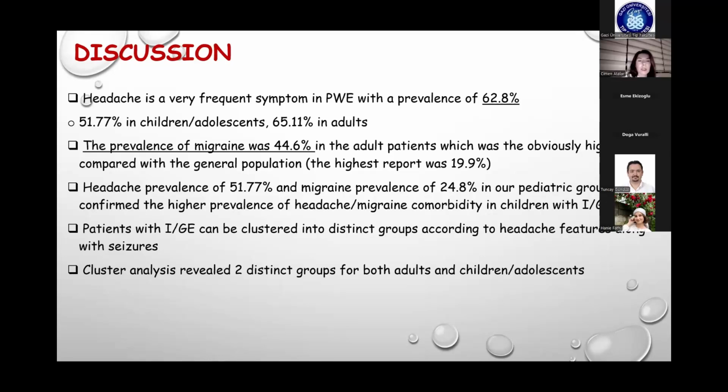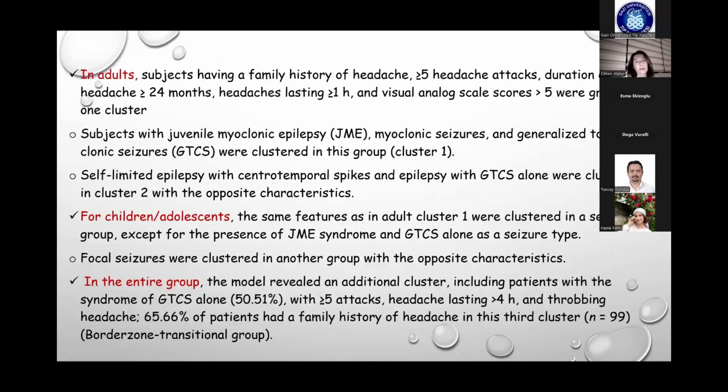Patients with idiopathic generalized epilepsies can be clustered into distinct groups according to their headache features along with their seizures. And there are 2 clusters for both the adult and children groups in terms of headache features with their epilepsies.